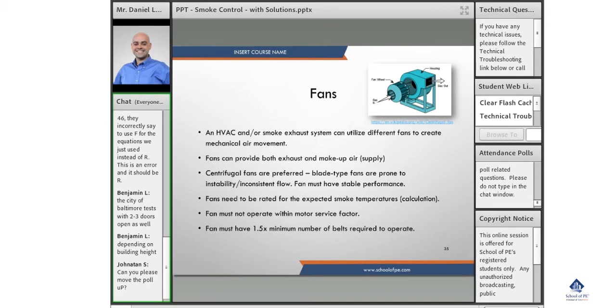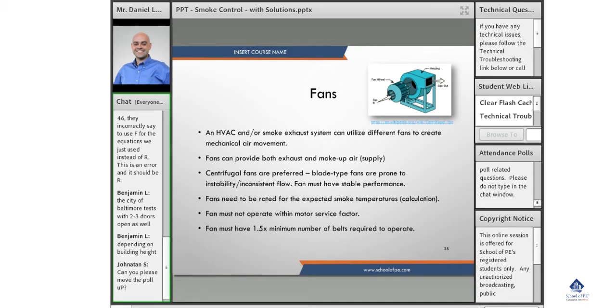The fans must not operate in the motor service factor, and the fans must have 1.5 times the minimum number of belts required to operate. So if your fan is required to have 1 belt, you need to have 2. You're rounding up. If it requires 2 belts, you need to put 3 belts. There's 1 there for redundancy.